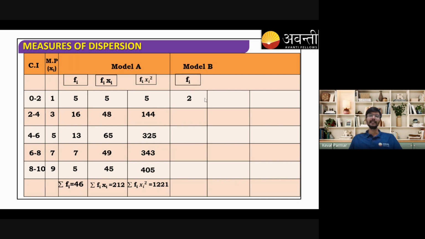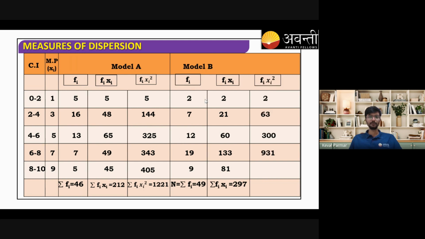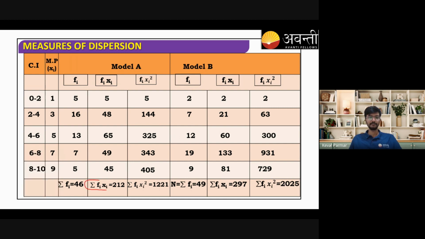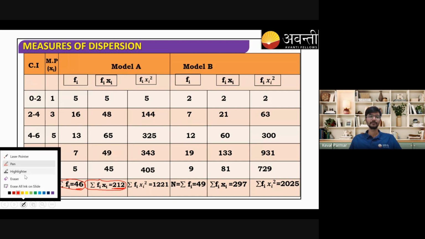So model B. Fi was given in the question itself. Fi xi square. Now I hope you know the formula of mean. Mean is summation fi xi upon summation fi. That means the mean for model A will be 212 upon 46.